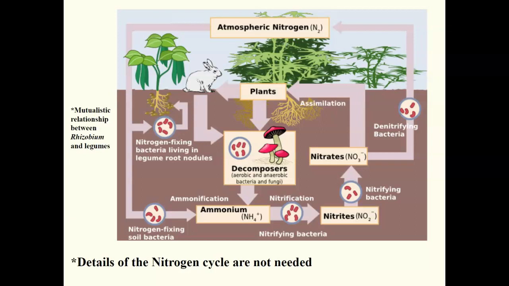So therefore, it has to be converted into an available form. There's lots of ways to do this, but a lot of times bacteria are going to be used for that. There's going to be bacteria in the soil that can fix nitrogen and turn it into a usable form, and then the plants can assimilate that nitrogen from the soil.